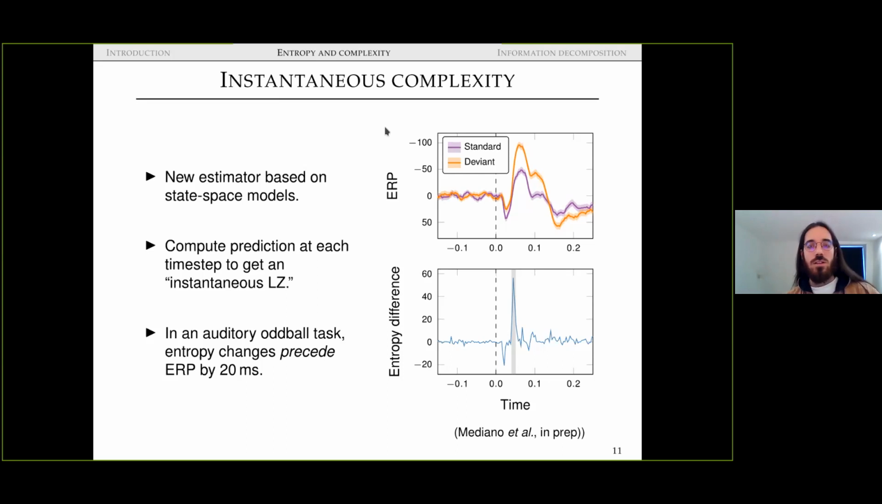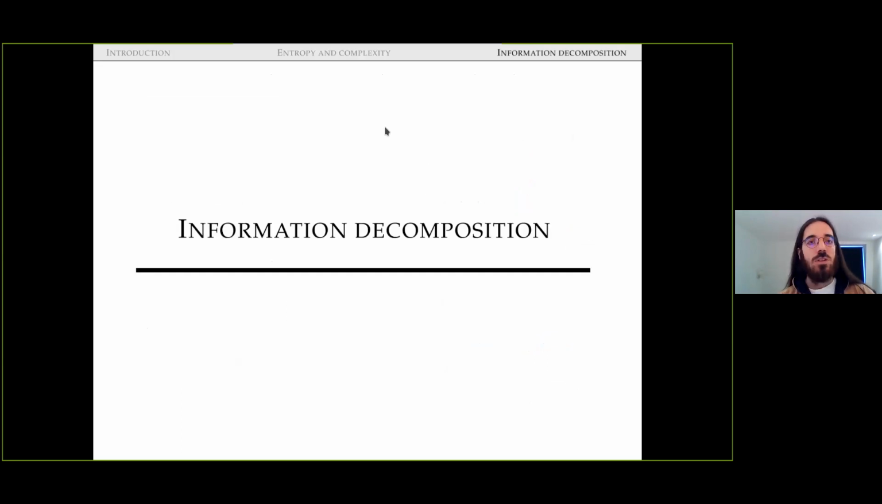So far, I've shown you a few methods and a few applications of how to study entropy and complexity in MEG, or in this case, ECoG signals. Now I'm going to switch gears a bit and talk about information decomposition and mutual information for the last few minutes of my talk.